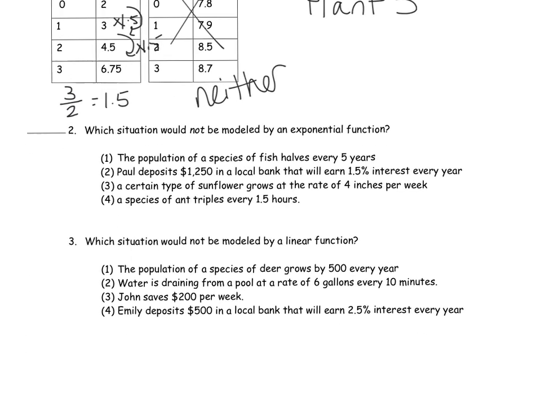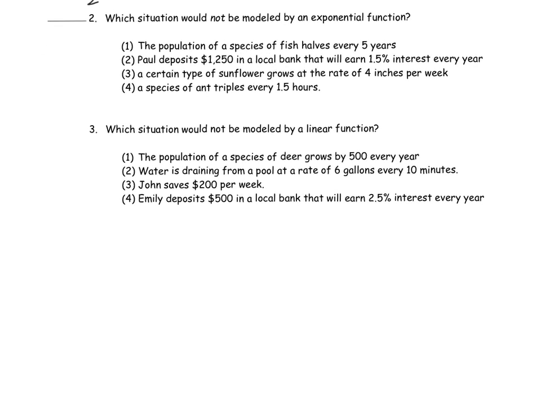Okay. Which situation would not be modeled by an exponential function? So there's a couple of things that jump out. Not be modeled by an exponential function. So if it's not exponential, let's see which one is linear. Now linear means constant rate of change. Okay, which one has a constant rate of change? Population of a species of fish halves every 5 years. It's halving every 5 years. The same number isn't taken off, so it's just halving. That would be exponential, not linear.